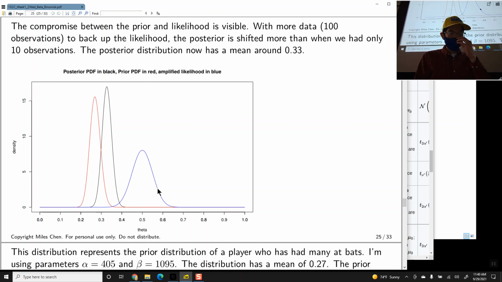And so again, when you plot all three together, you can see the red line and the blue line. And it seems strange, but if you multiply the red times the blue, the resulting curve is going to be this black curve, the posterior curve. Okay. And what do we see? The black curve is taller than the red curve. Why?